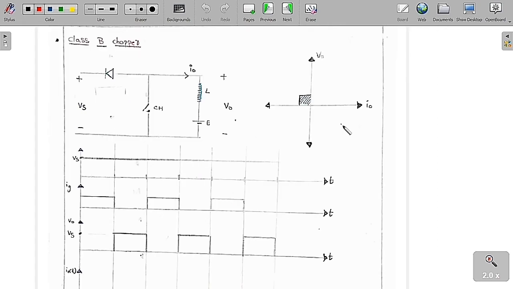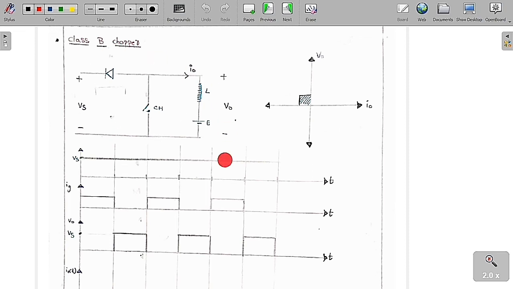Now we are going to discuss the class A chopper. I have already told you regarding the class A chopper. In the class A chopper, the graph between V0 and I0 lies purely in the first quadrant. Then it is said to be a class A chopper. But in the class B chopper, the graph between V0 and I0 lies in the second quadrant. Before that, we will discuss the circuit here.